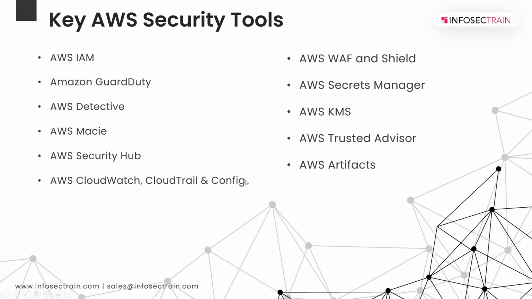And then we have Config. I will give you a simple example to differentiate this. Even in interviews, many people mess up with this. What is the main difference between CloudTrail and Config?